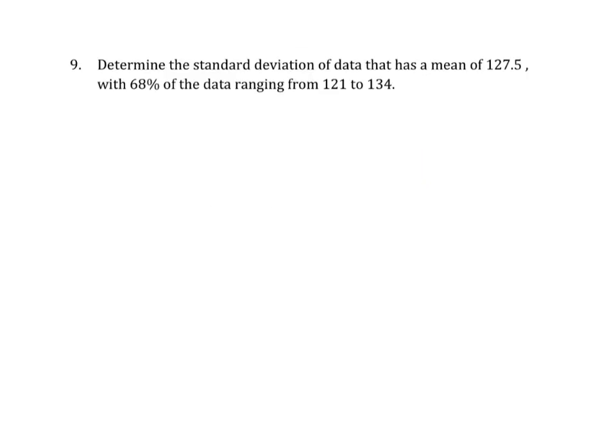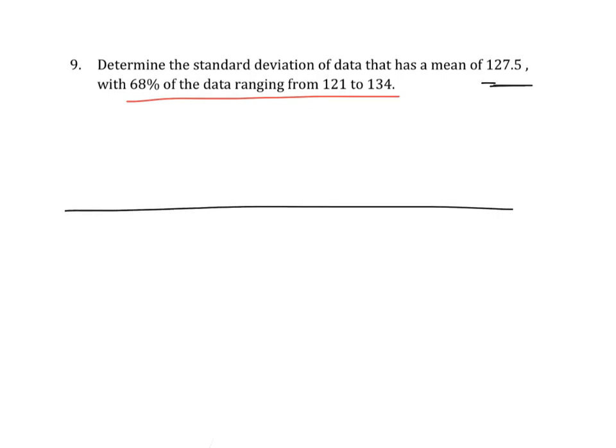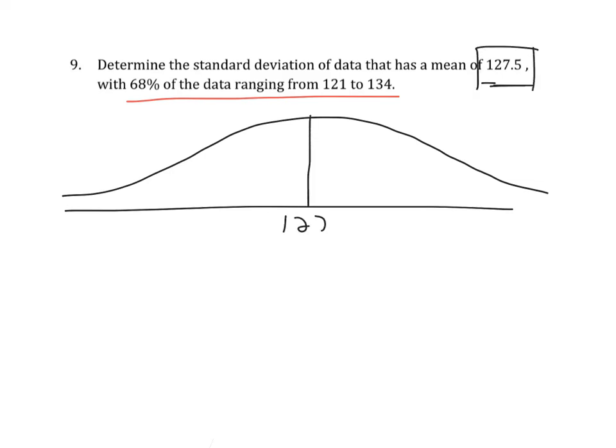Now, problem 9 is a little bit different. Determine the standard deviation of the data that has a mean of 127.5 with 68% of the data ranging from 121 to 134. So here's what we got going on. We have our normal distribution. We have our mean of 127.5. And they're telling you 68% of the data is between 121 and 134.